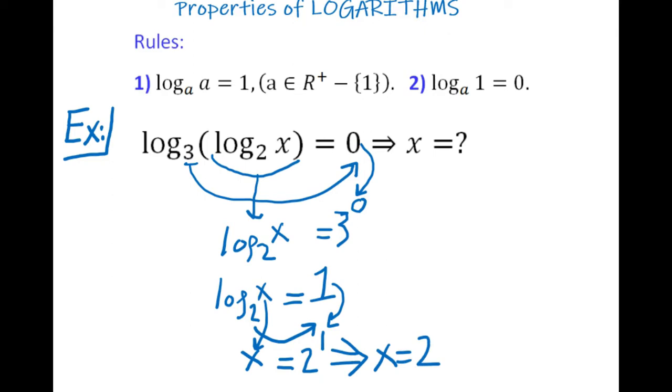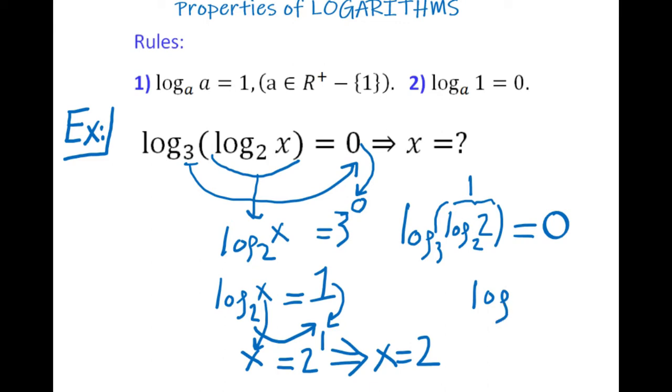If you want to check it, let's check it together to see whether or not it is correct. If you look at the very inside, log of 2 in base 2 is already 1. Now the question becomes log of 1 in base 3. This is already 0, so the right side is equal to the left side. Now let's continue with the next question.